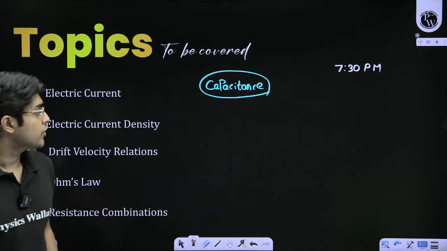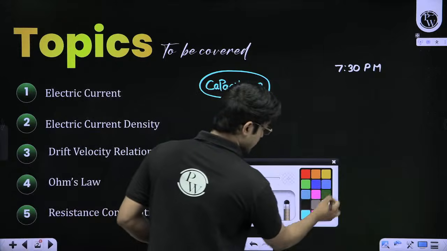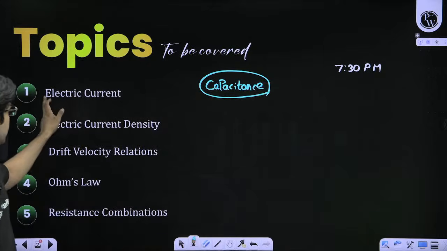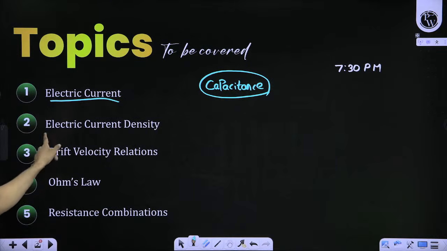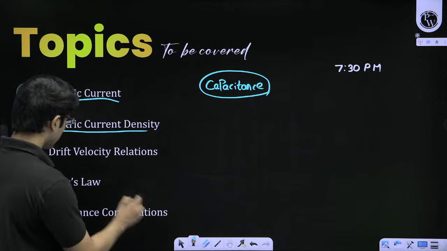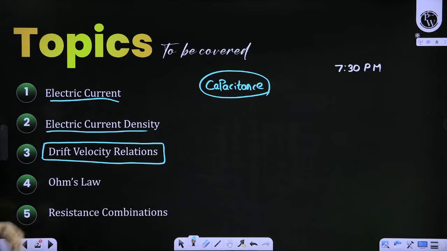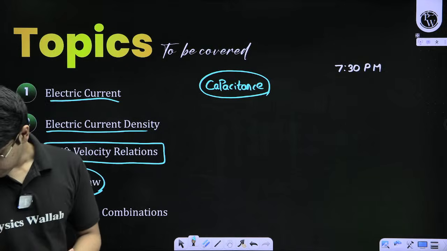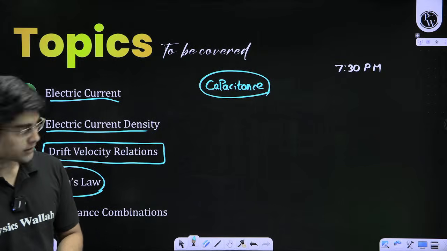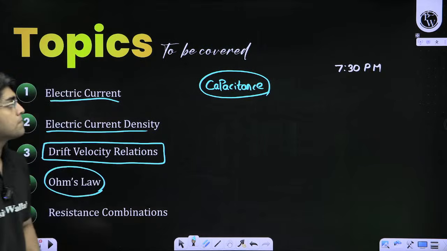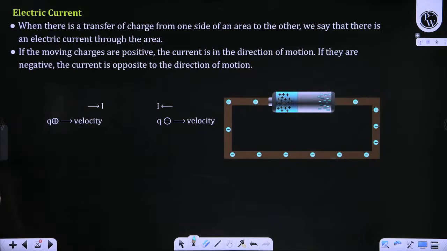So we can start right away. We will begin with the definition of electric current. Then we will cover what is electric current density. Then you have a lot of formulas regarding the drift velocity, which is very important for board exams and mains also. Then we move on to Ohm's law and its derivation, and the series parallel resistance combinations. That is how the order of topics is going to be. So we will begin.